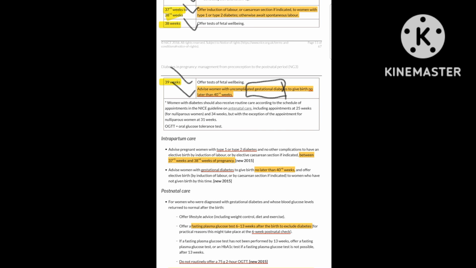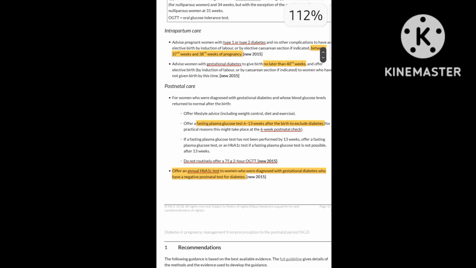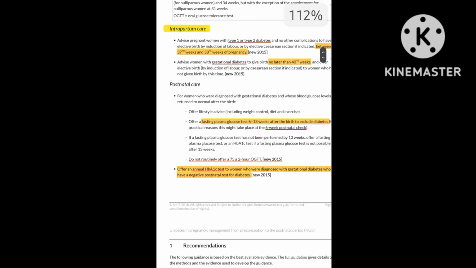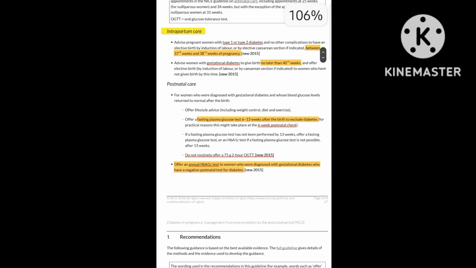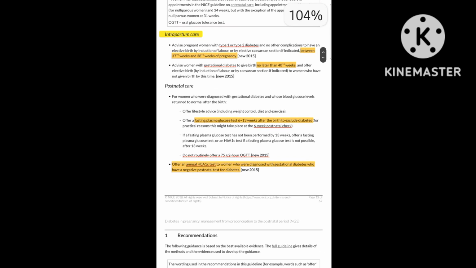Women with diabetes should also receive routine care according to the schedule of appointments in the NICE guideline. Intrapartum care: advise pregnant women with type 1 or type 2 diabetes and no other complications to have an elective birth by induction of labor or by elective C-section if indicated between 37 and 38 plus 6 weeks of pregnancy.